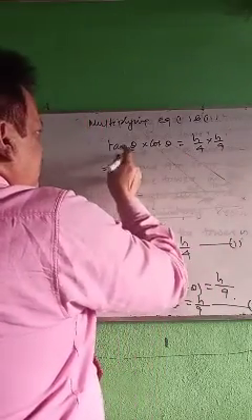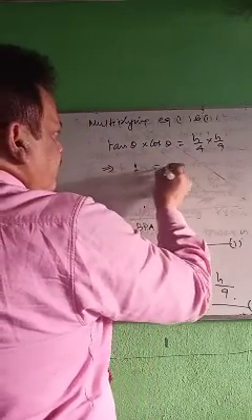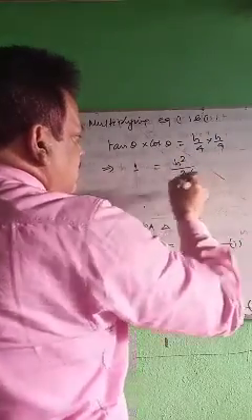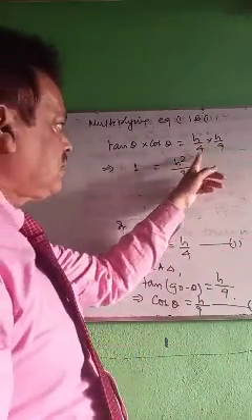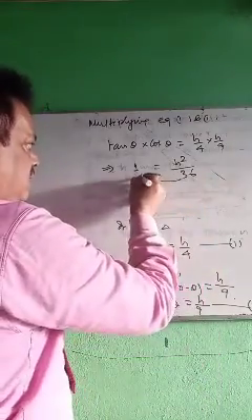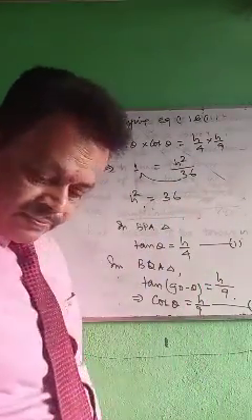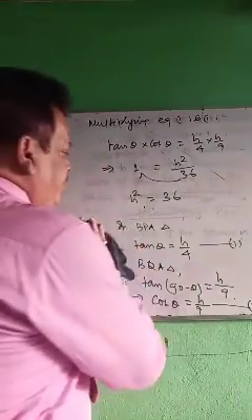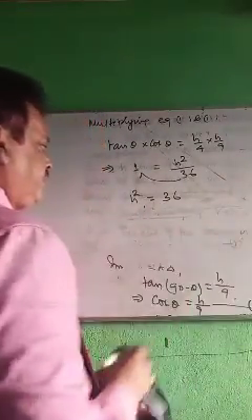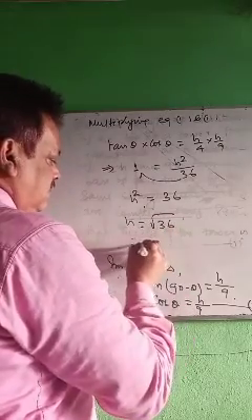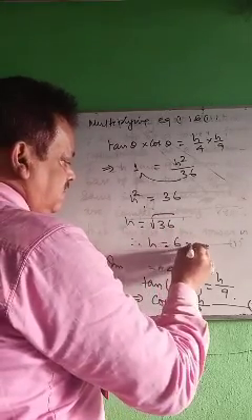What is tan theta into cot theta? 1. H into h is h square by 36. Do cross multiplication. H square equals to 36. But you want to find the height. The height will be how much? Root over of 36. Therefore h is equal to 6 meter.